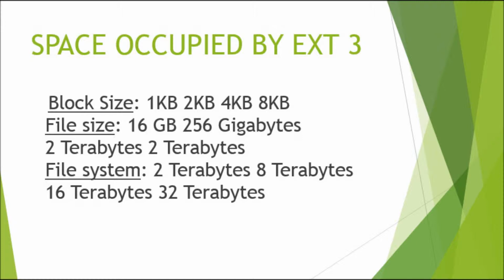Space occupied by ext3. Block size: 1 KB, 2 KB, 4 KB, 8 KB. File size: 16 GB, 256 GB, 2 TB. File system: 2 TB, 8 TB, 16 TB, 32 TB.